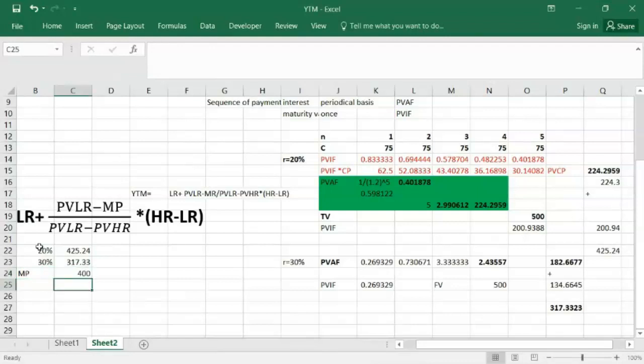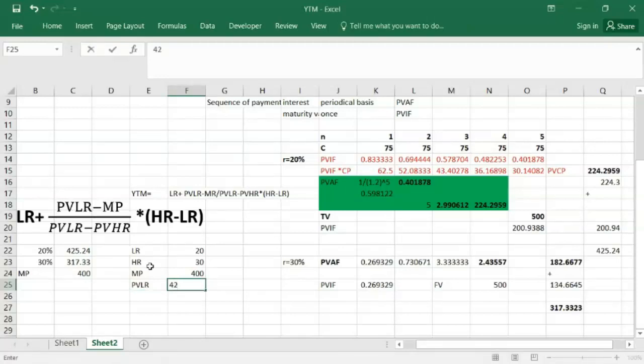It was 400 rupees. It was calculated as 400 rupees for this particular problem. And here you can calculate what exactly the values are making the difference. Okay, so here you can take what is the lower rate and what is the higher rate. The lower rate is 20%, and the higher rate I have calculated is 30%, and the market price given in the problem is 400 rupees.